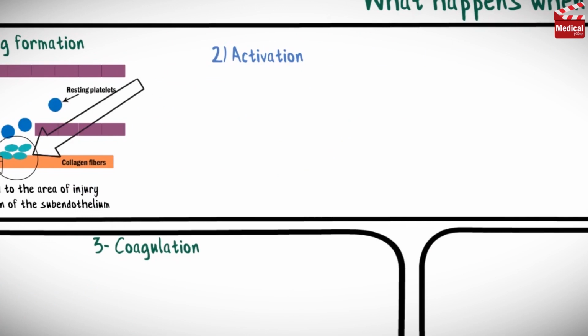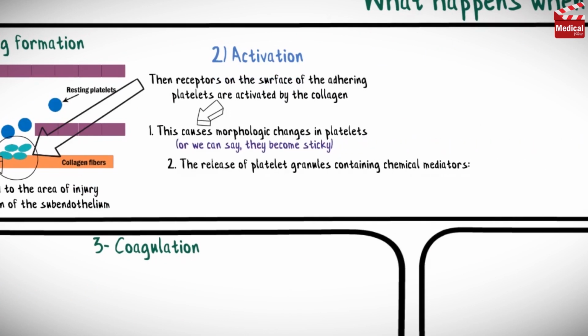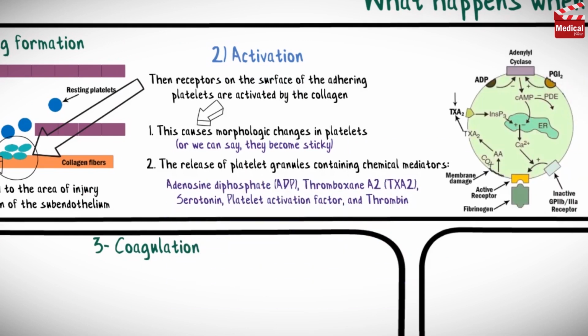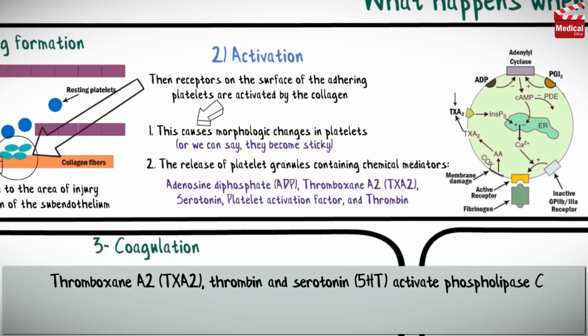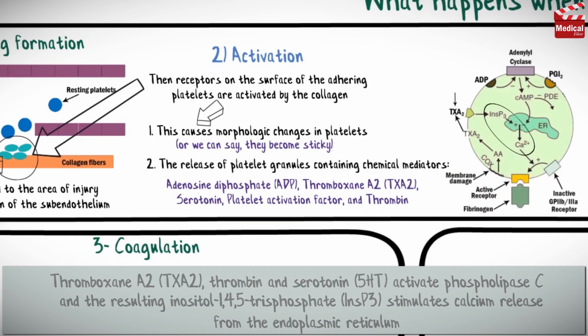Then receptors on the surface of the adhering platelets are activated by the collagen. This causes morphologic changes in platelets, or we can say they become sticky, and the release of platelet granules containing chemical mediators, such as adenosine diphosphate, thromboxane A2, serotonin, platelet activating factor, and thrombin. Thromboxane A2, thrombin and serotonin activate phospholipase C, and the resulting inositol 1,4,5-trisphosphate stimulates calcium release from the endoplasmic reticulum.